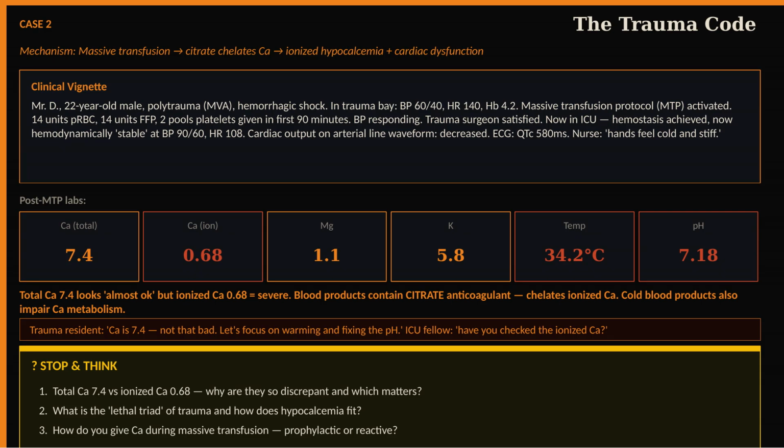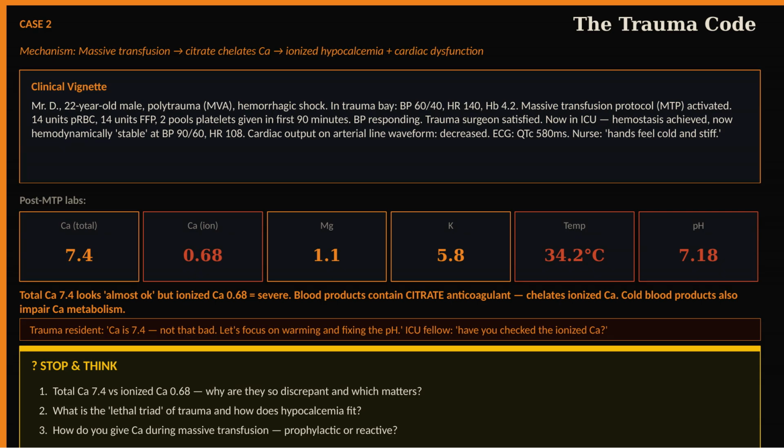But his cardiac output on the arterial waveform is dropping. His QTc is 580, and the nurse says his hands feel cold and stiff. The labs: total calcium 7.4, which looks almost okay, but ionized calcium 0.68, which is severe. Magnesium 1.1, potassium 5.8, temperature 34.2, pH 7.18.